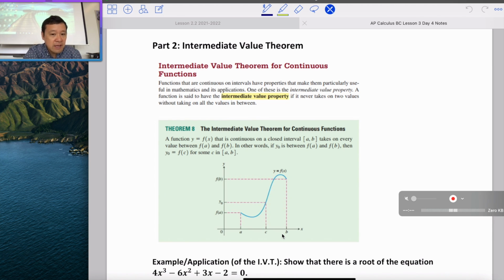Once again, a continuous function on a closed interval from a to b will take on every y value, guaranteed, in between f of a, which is the corresponding y value for a, and f of b, which is the corresponding y value for b. So there has to be a y value in between f of a and f of b that is assigned to the x value c right there, as you could see. So we'll look at some examples with this one as well.